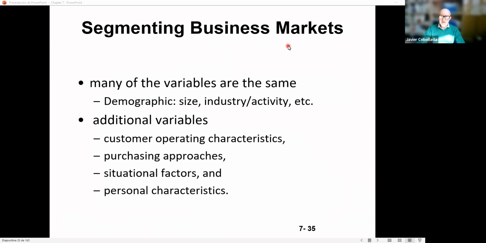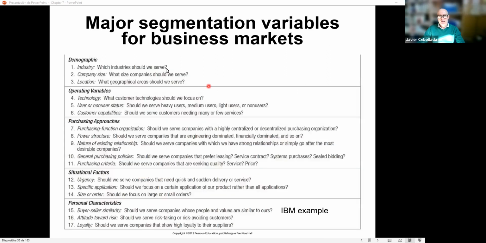When segmenting business markets, companies use different variables. Demographic variables in this case would be the size of the customer, the industry, or the activity of the customer, and also these additional variables. Typically, like the customer operating characteristics, the purchasing approaches, or situational factors, or even personal characteristics of the employees in the buying center. So this would be the typical segmentation variables for business markets. You have them here.